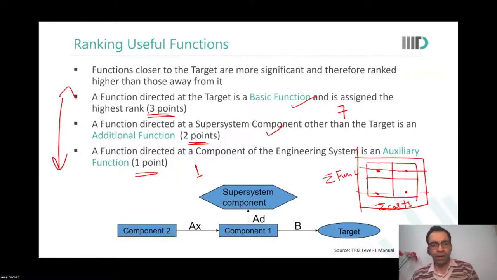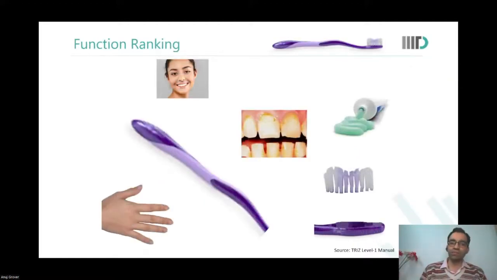Okay, so let's look at an example, and if there is anything which is not fully clear yet, you will be able to get more clarity there. Let's look at a toothbrush. A toothbrush has parts. So what could be a part of the engineering system over here? How would you define the engineering system? Which components are a part of the engineering system and which components are a part of the super system?